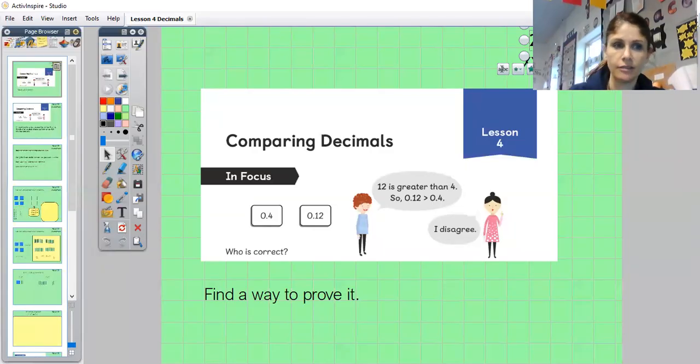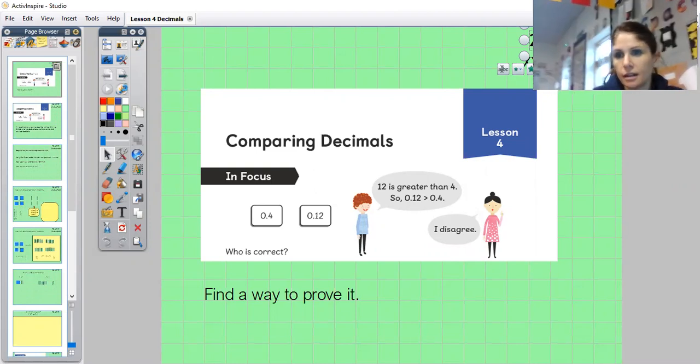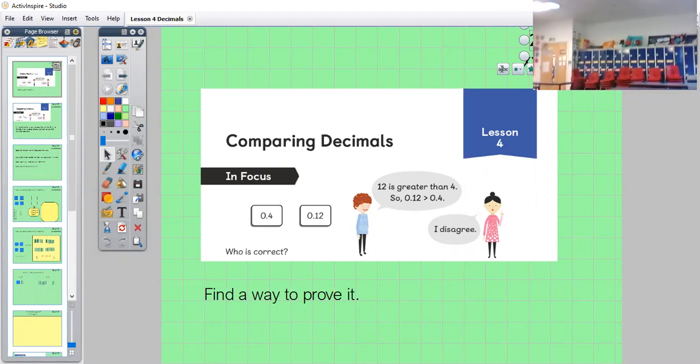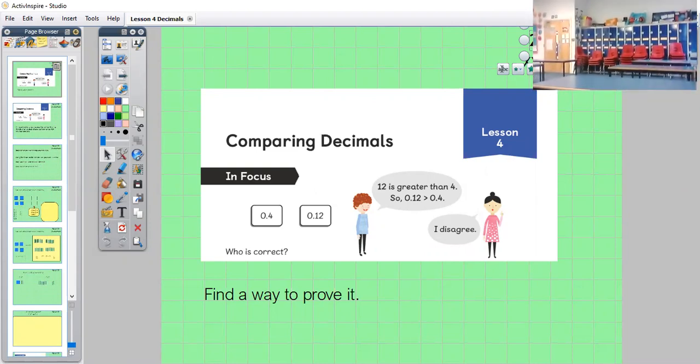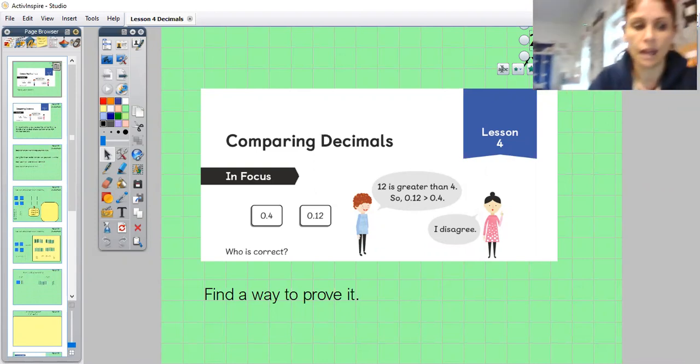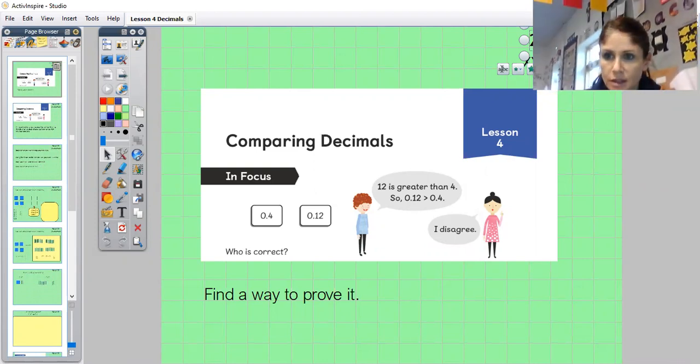Good morning, Year 5. You'll notice I've got a bit of a different background. Oh, look, it looks very sad and lonely without you guys here. We miss you. Never mind, hopefully not too much longer.